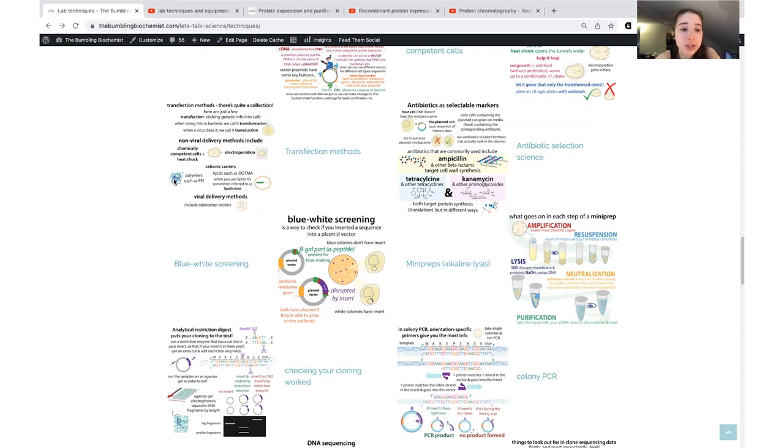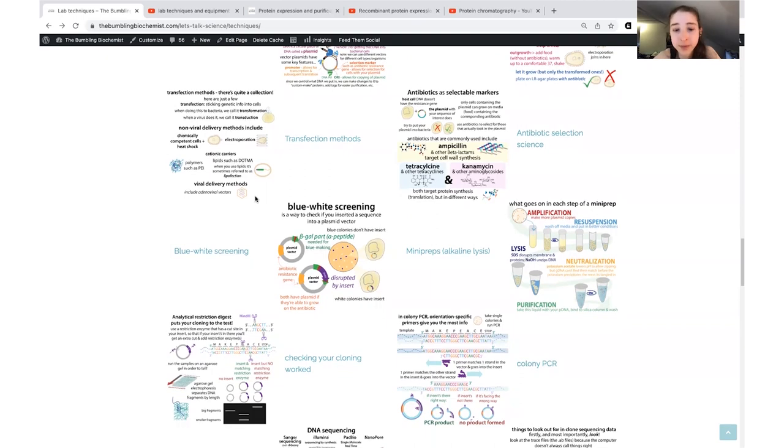DNA and RNA are negatively charged, so these positively charged polymers are going to help neutralize it, allowing them to get into the cells. You can also use lipids, and this is sometimes called lipofection. The lipids are like the membrane, so they're going to allow it to sneak into the membrane and disrupt it. And then there are viral delivery methods like adenoviral vectors.